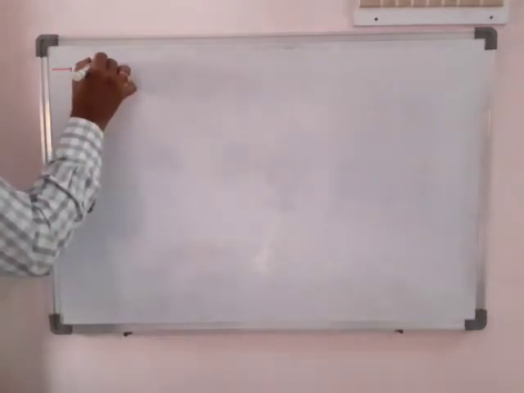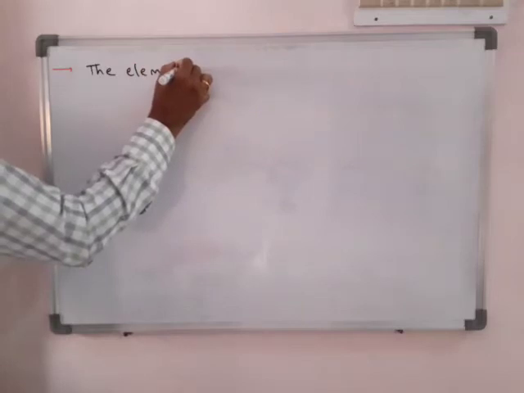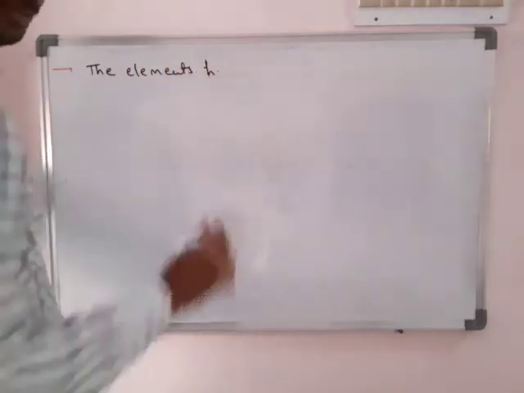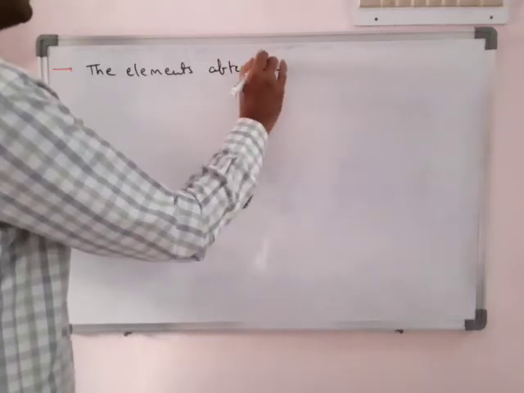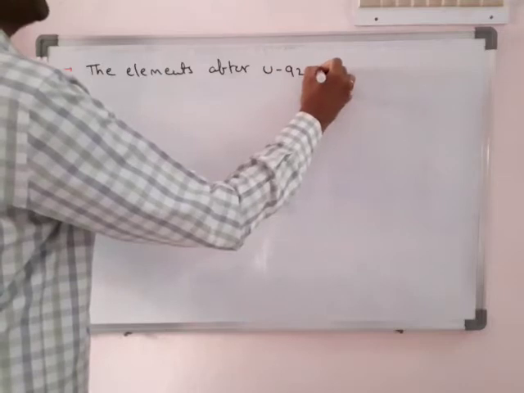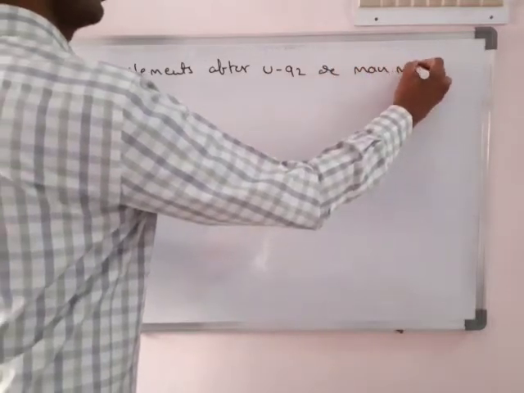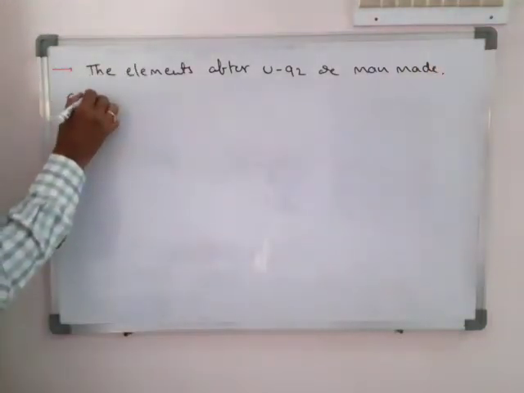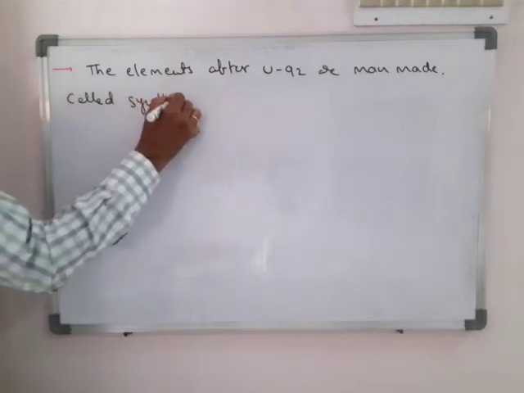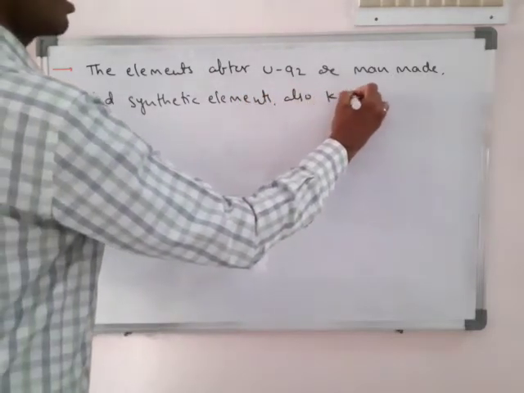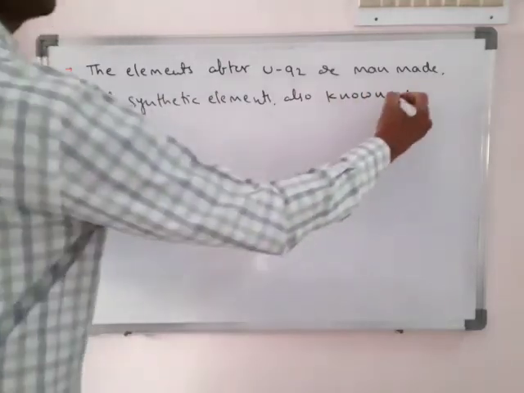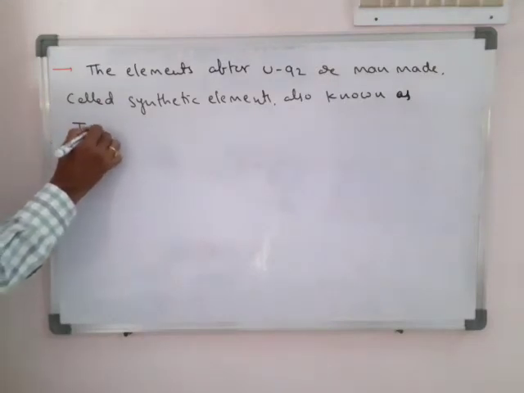So all lanthanides are present in nature, but in very small amounts. In actinides, the elements after U, uranium 92, are man-made, called synthetic elements. They are also known as transuranic elements.